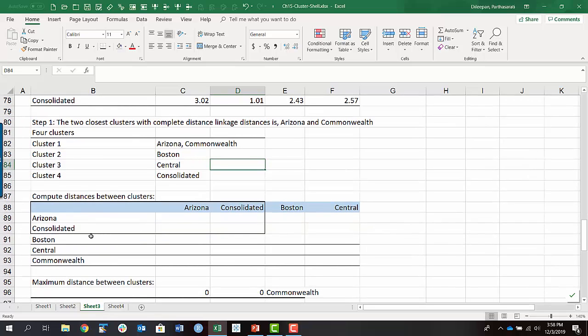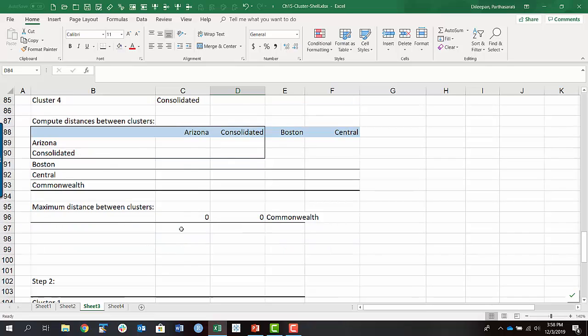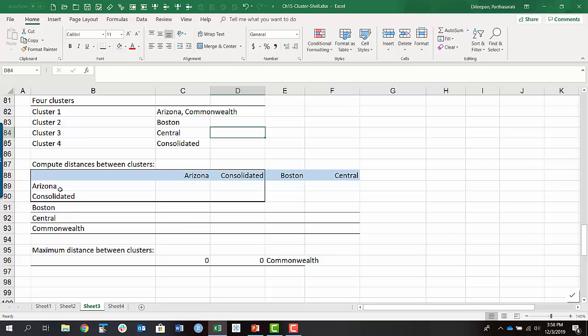So now we're going to repeat this. So first let's assemble the distances. So now we will rearrange the columns and rows so that the clusters will be together. So here Arizona, we don't need distances within the cluster, so we'll leave these cells blank.